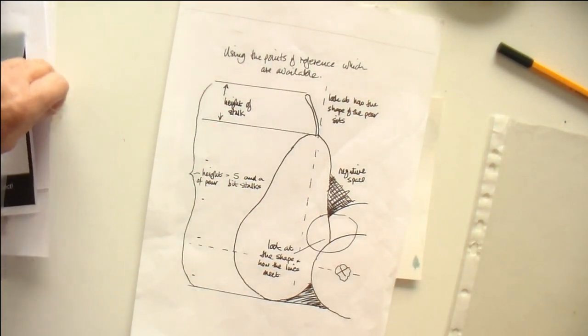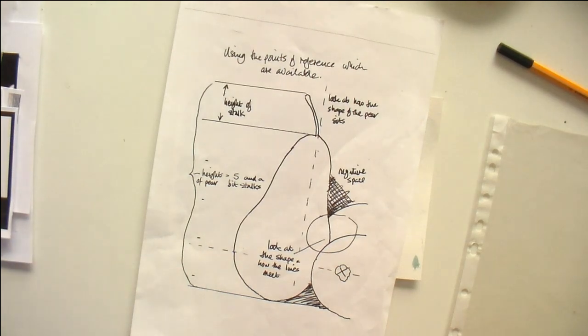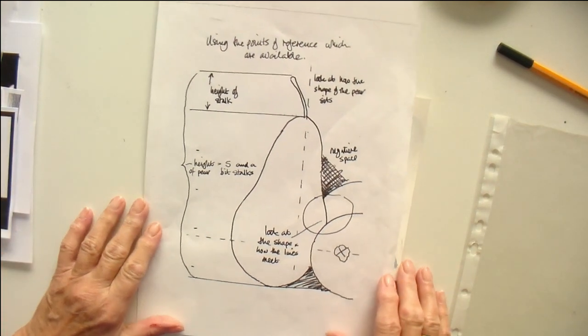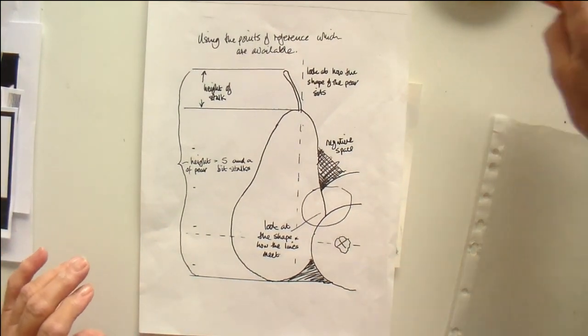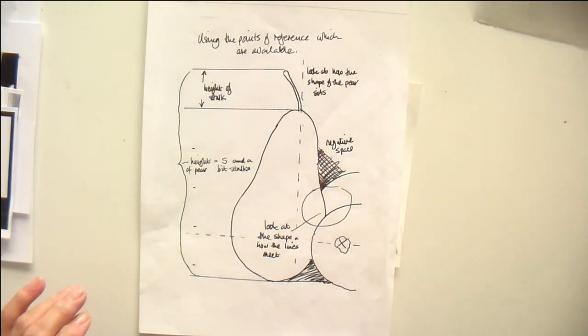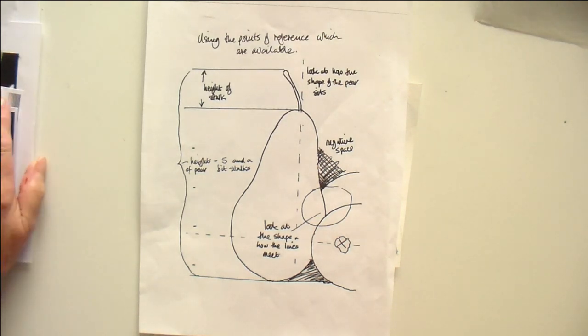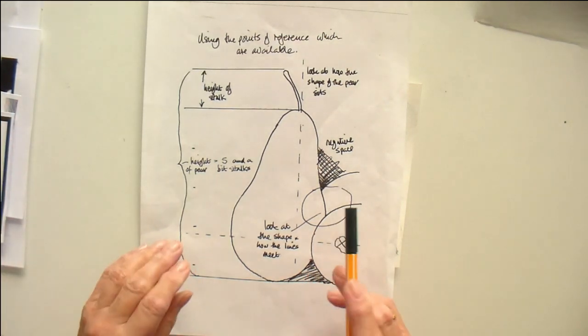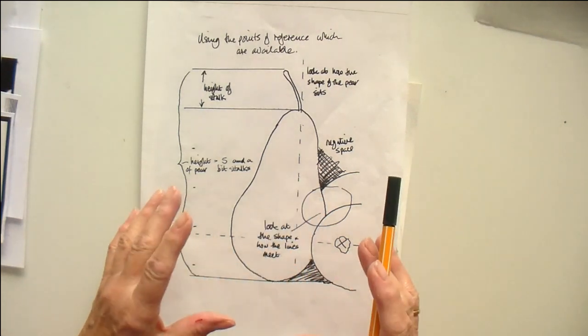So I said this week I would do something for you on negative space. Something that some of you hadn't really connected with. You've probably done it, used it, but you just haven't really thought about it. So what is negative space? It's the space around the object.